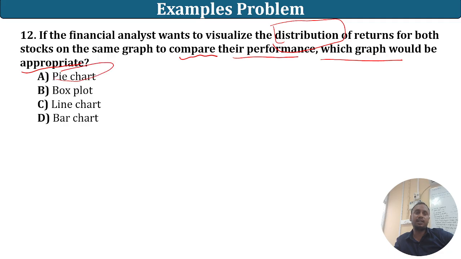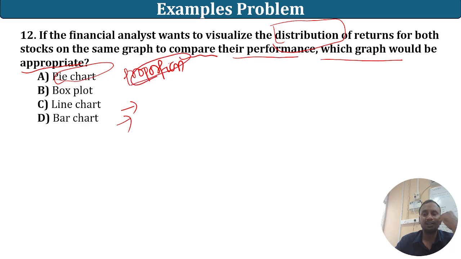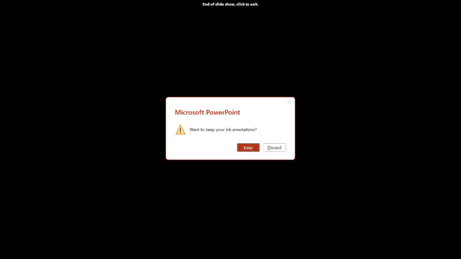A pie chart will give what? Proportion. What about the line chart? What about the bar chart? Again, you have to see which will be more appropriate. That will give the proportion. Again, the distribution, but it's not going to. Such things, the box plot will give a better picture as compared to the other graphs. So it's going to be the box plot itself.